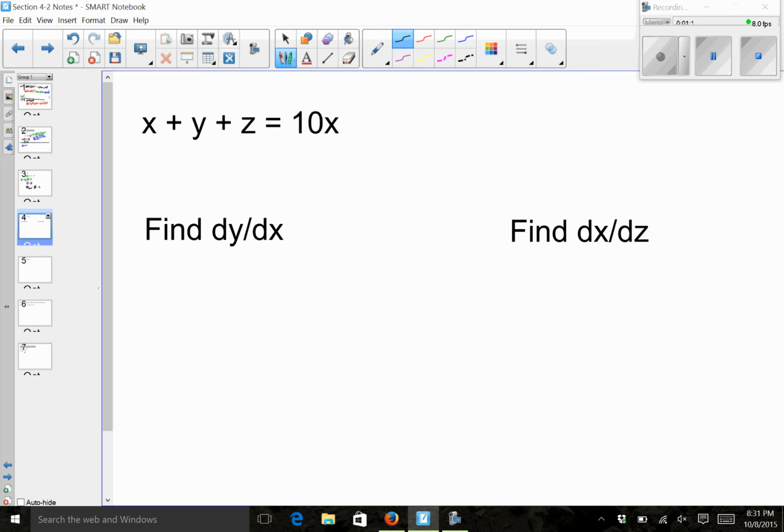We can also go with more variables. So here, three-dimensional, x plus y plus z equals 10x. If we were to find dy/dx, again, looking at it with respect to x, that means anything that is not an x is going to require the chain rule. So the derivative of x is 1, don't need the chain rule, plus the derivative of y, which is also 1, but I need the chain rule, dy/dx, plus the derivative of z would be 1, but I would need the chain rule, so dz/dx. And then the derivative of 10x would be 10, and I wouldn't need the chain rule. Again, because all of these are with respect to x.